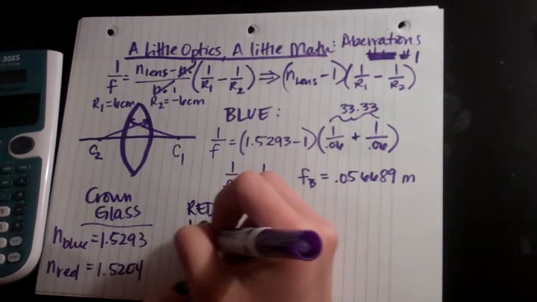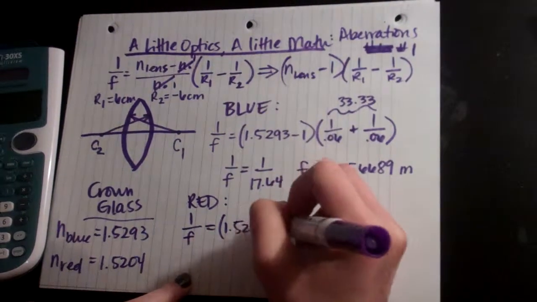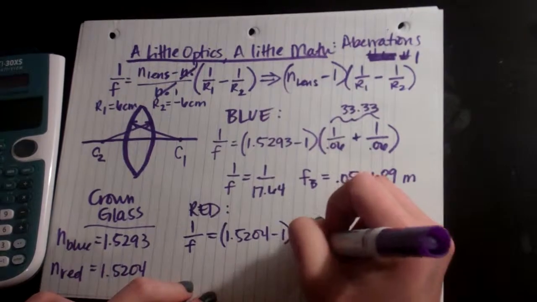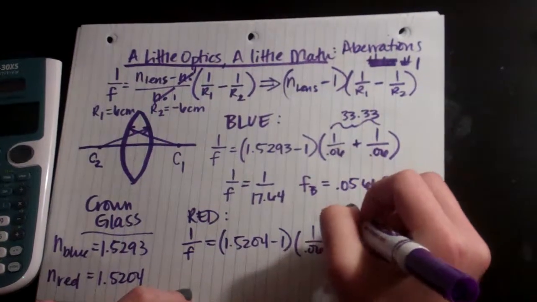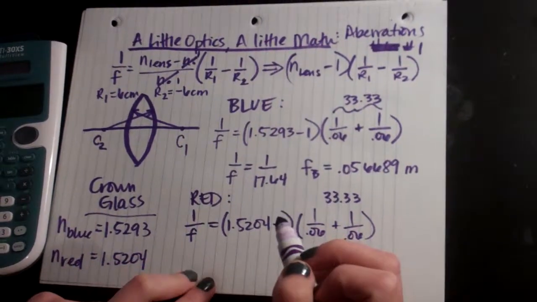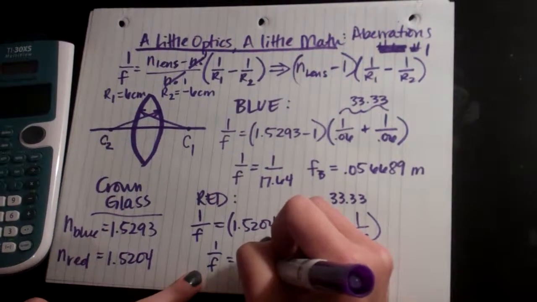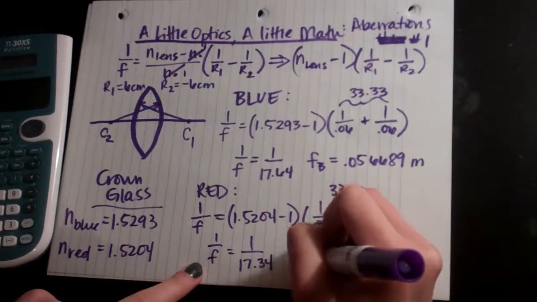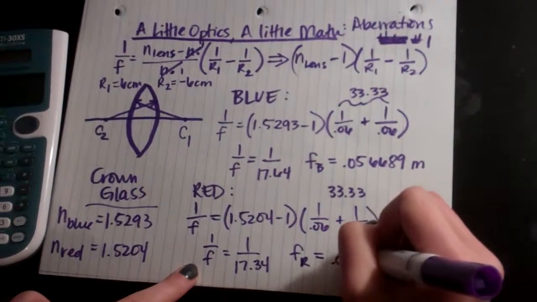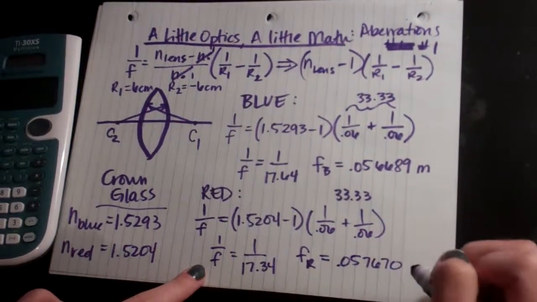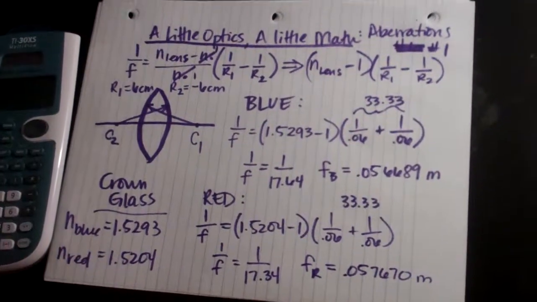So just the same thing. 1 over the focal length equals the index of refraction, so 1.5204 minus 1 times these same radii. So again, this equals 33.33 times the difference between those two numbers. So that equals something pretty similar to the top one. So the focal length of the red light is 0.057670.